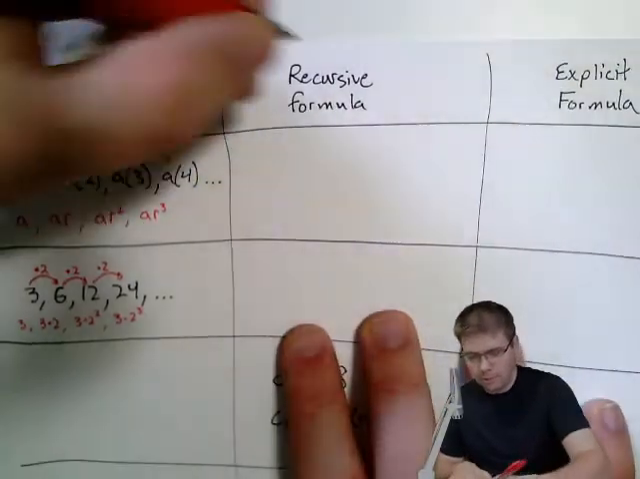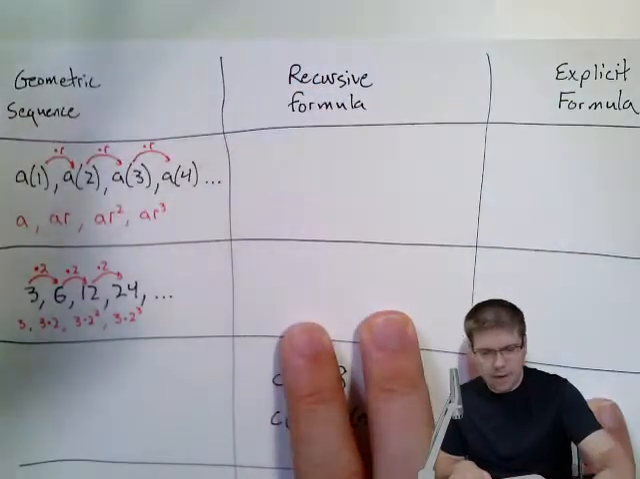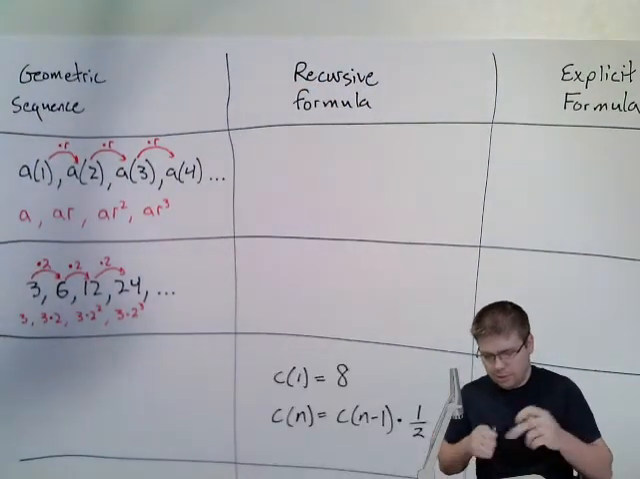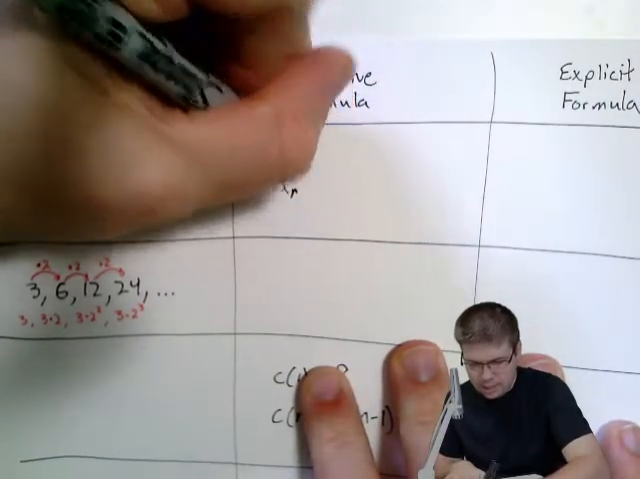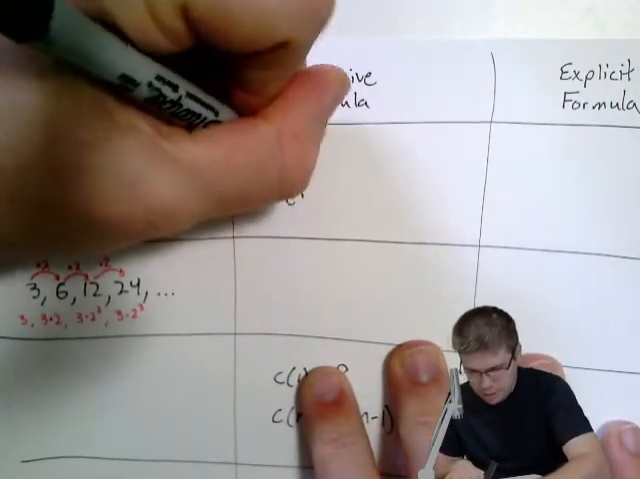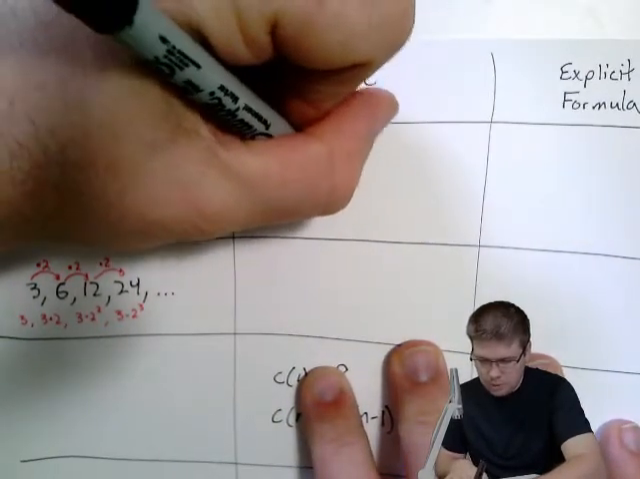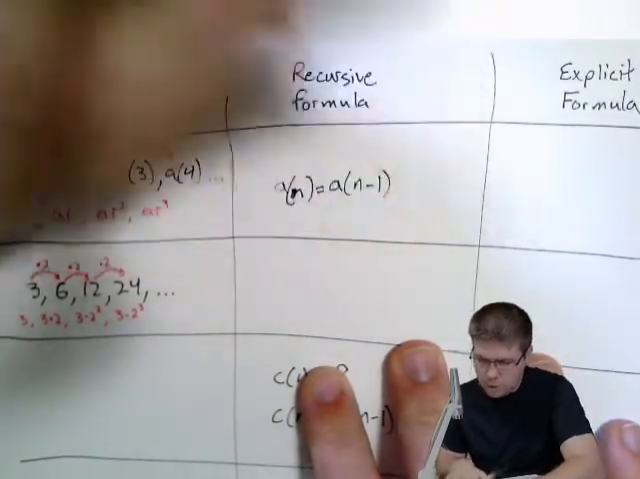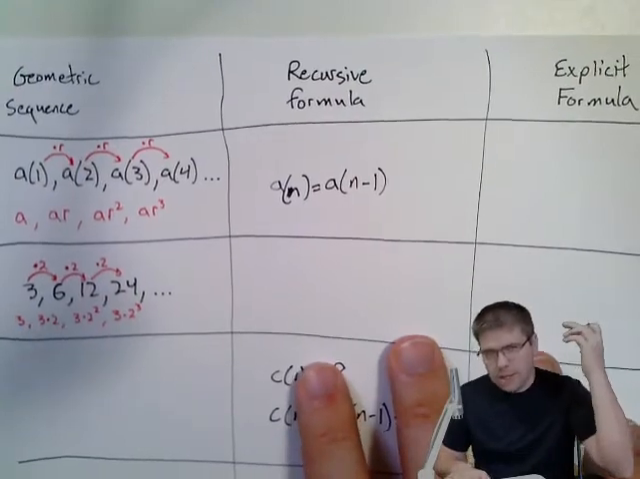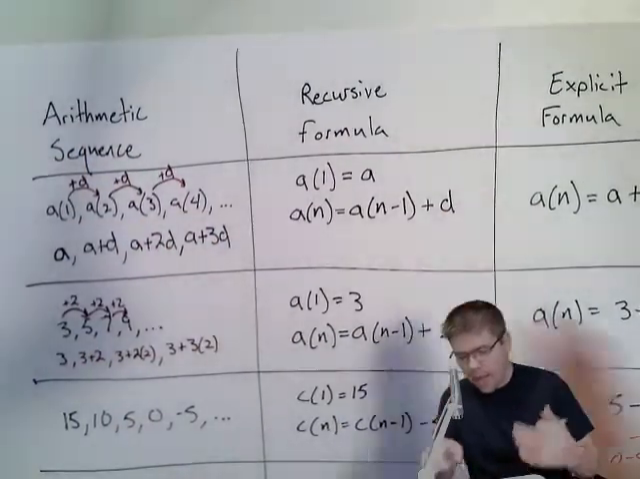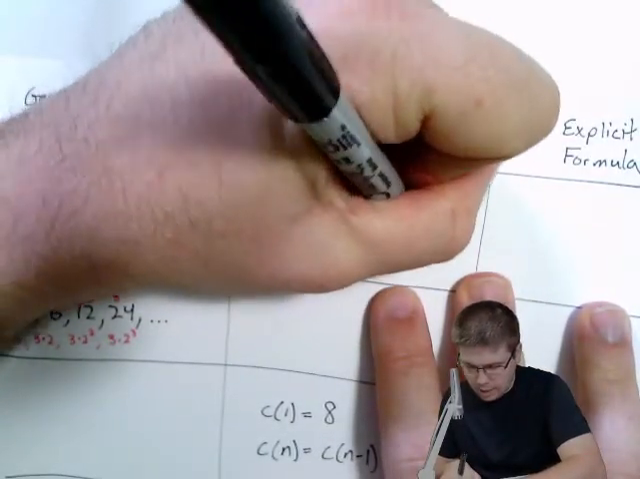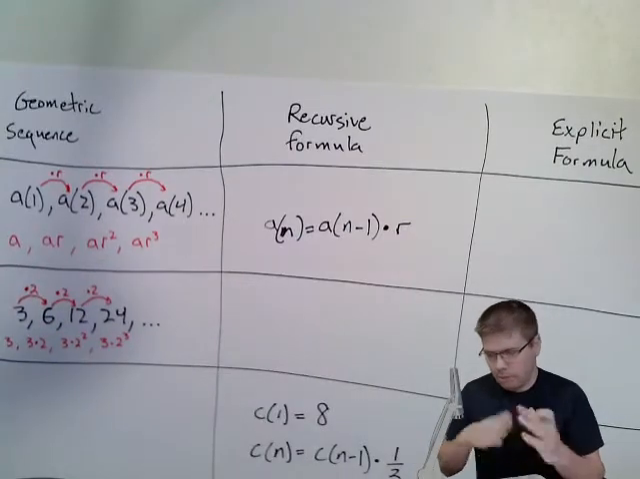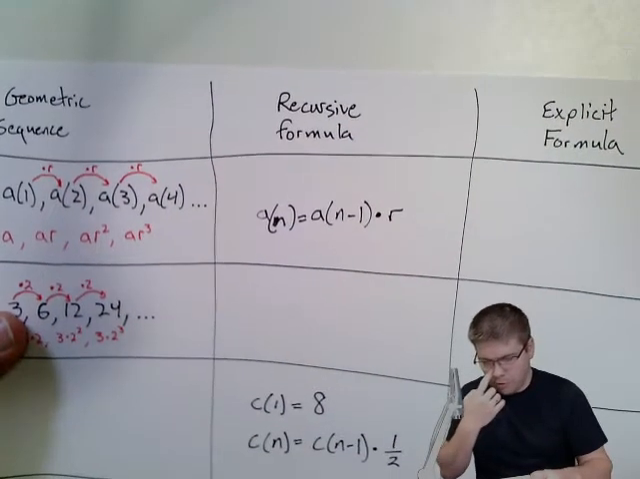The recursive formula, so I need to define it in terms of the previous term, right? That's our recursive definition. Sorry, I went with the subscript there. I'll turn that into parentheses. A of n is equal to a of n minus 1, and then instead of before, where we were adding a constant difference, adding d every time, here the big difference is we're multiplying by r. We're multiplying by a ratio. We're multiplying by the same number over and over and over again.